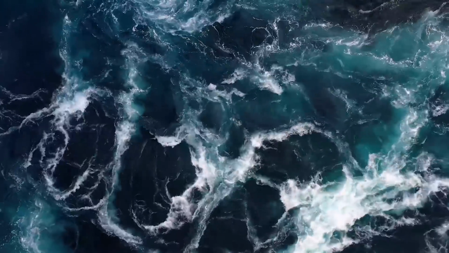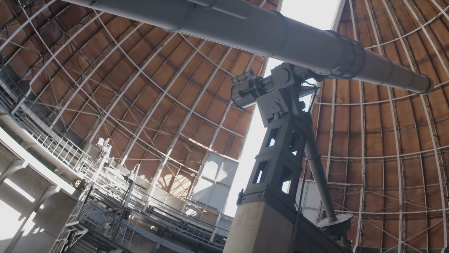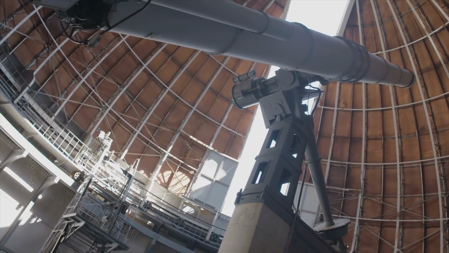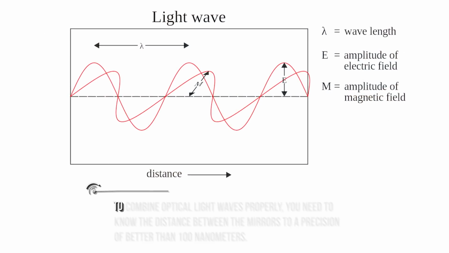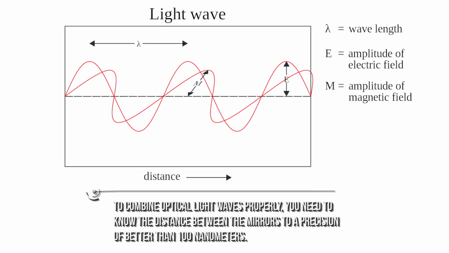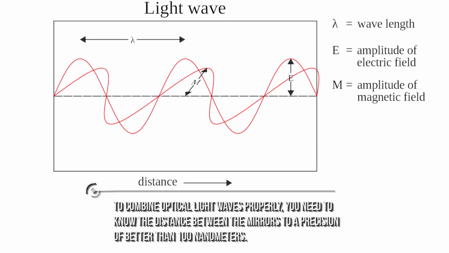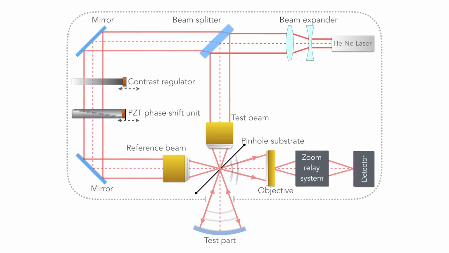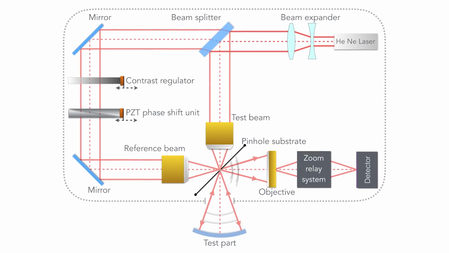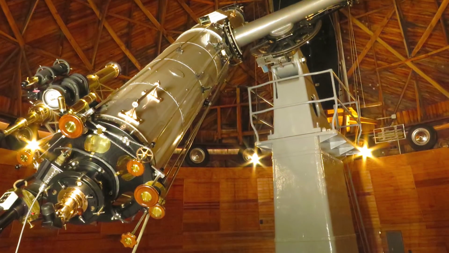The shorter the waves, the harder it is to combine them properly. In simple terms, you need to know the distance between the two telescopes to a precision smaller than the wavelength of the light you are combining. To combine optical light waves properly, you need to know the distance between the mirrors to a precision of better than 100 nanometers. That's hard, but not impossible. There are several groups who are currently using optical arrays to do interferometry. One of them is located near Flagstaff, Arizona.